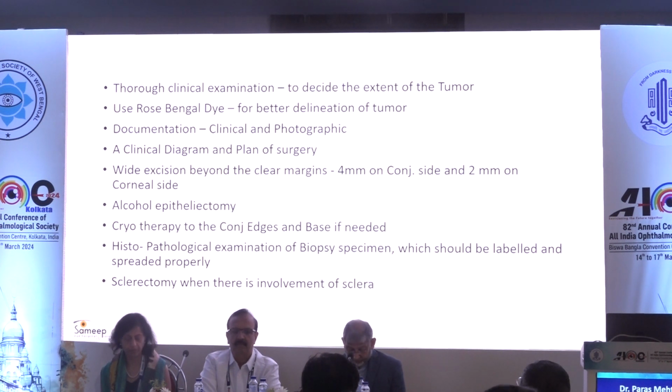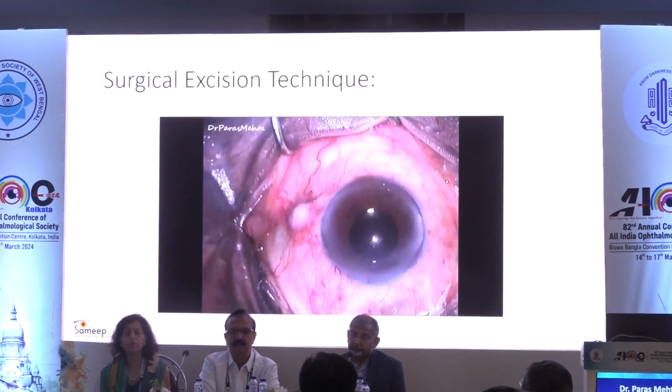A wide excision beyond the clear margins, that is 4 mm on the conjunctival side and 2 mm on the corneal side. One can do an alcohol epitheliectomy from the corneal side, and cryotherapy to the conjunctival edges and vessels if needed. A histopathological examination of the biopsy specimen is a must, and it should be labeled and spread properly to get post-operative information. Sclerectomy can be performed when there is involvement of the sclera.